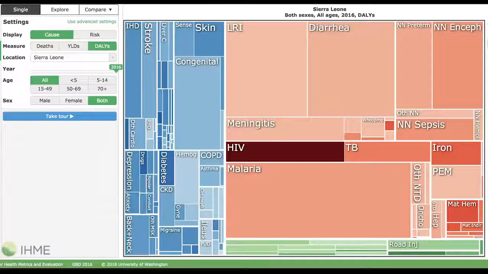In China, depression and anxiety rob people of more years than liver cancer or diabetes. And even in extremely poor countries, mental illness is a significant cause of death and disability. Like in Sierra Leone, for instance, communicable diseases like malaria and meningitis and pneumonia are overwhelmingly the leading cause of lost life years, but mental illness still causes more disease burden than almost any other non-communicable disease.